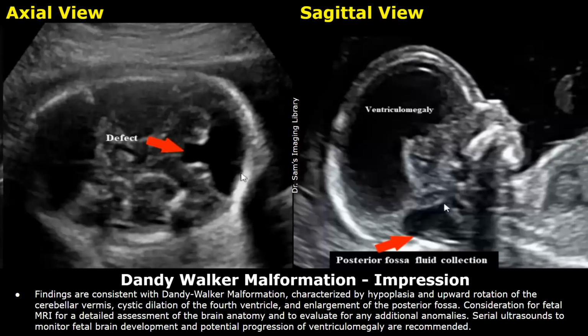Consideration for fetal MRI for a detailed assessment of the brain anatomy and to evaluate for any additional anomalies. Serial ultrasounds to monitor fetal brain development and potential progression of ventriculomegaly are recommended.